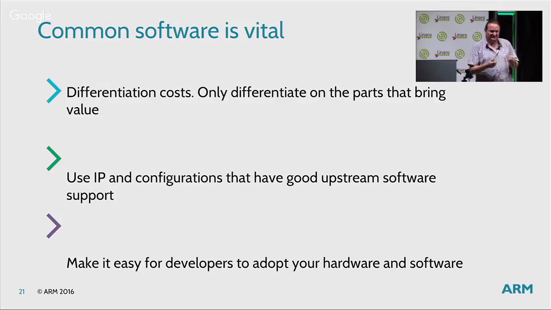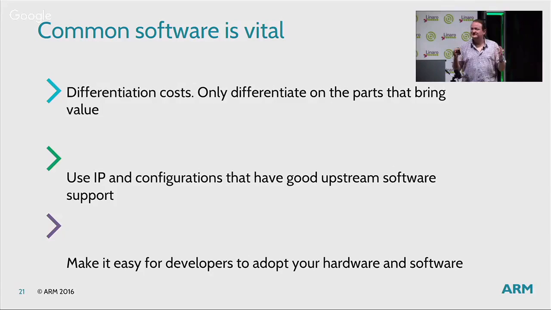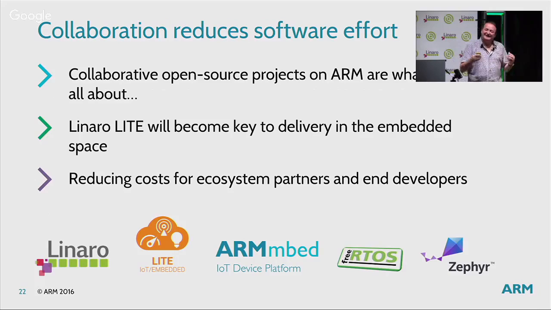ARM have got a number of standard configurations that we're pushing, and there are also other platforms based on the ARM architecture that have got good upstream support. Look at what they're doing and see if that meets your needs. What we've really got to do is make sure that it's easy for software developers to land software on your hardware, because that's the key to controlling your costs. But the other thing is, collaborating on the development of that software is vital to controlling your software costs. And that's why we think Lite is a really important collaboration vehicle for the ARM architecture.